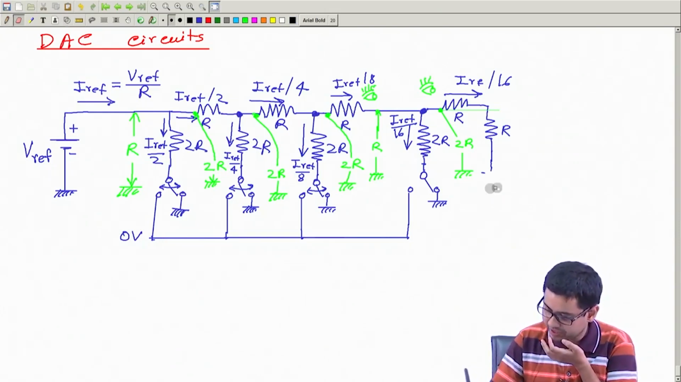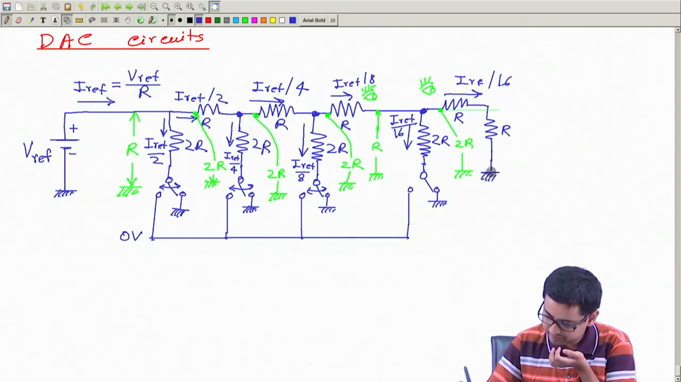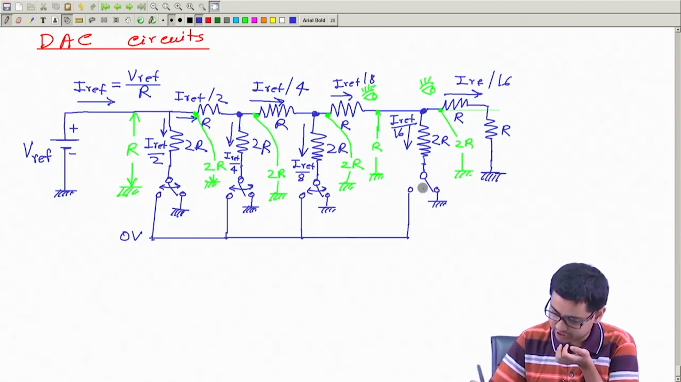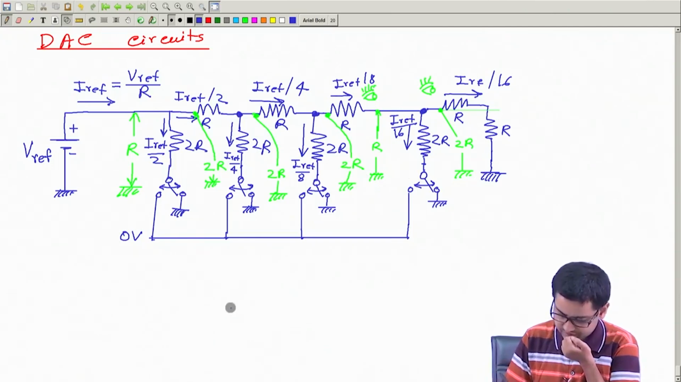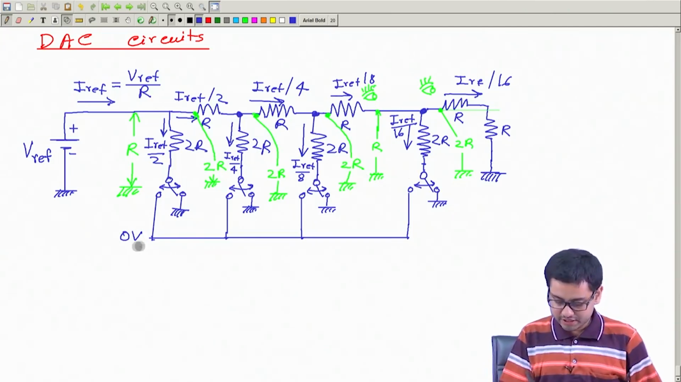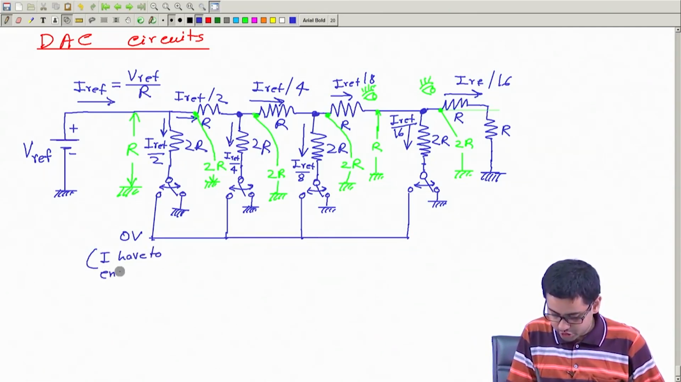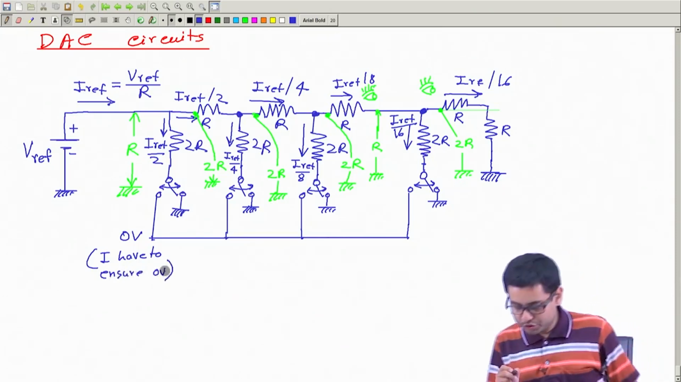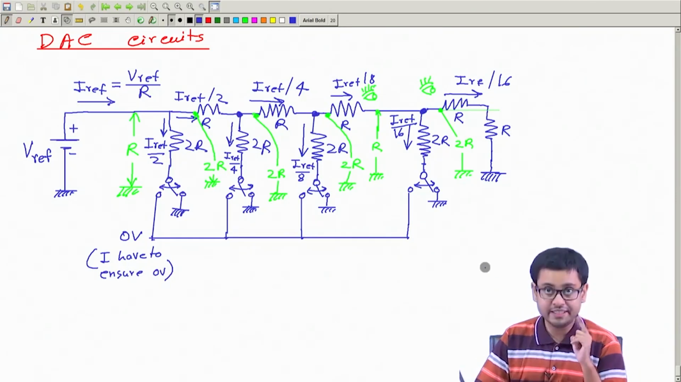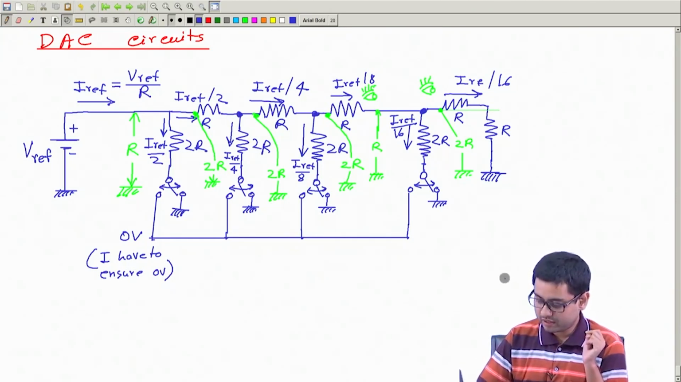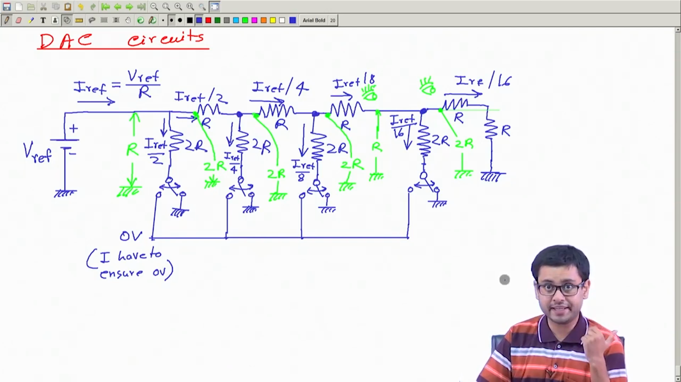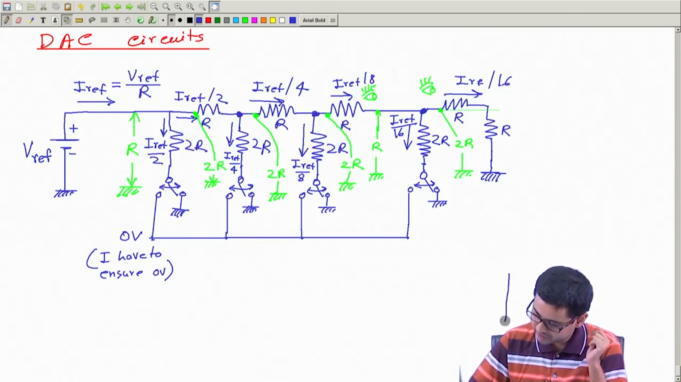The last one will be connected to the ground directly. This is connected to the ground directly. These are switchable. So I have to ensure that this is 0 volt. Now you see what I do. I will take an inverting amplifier with op amp.